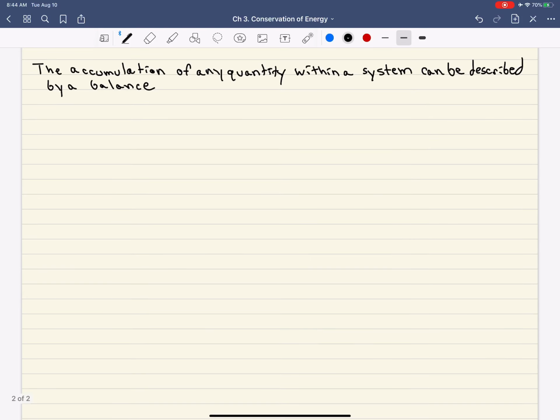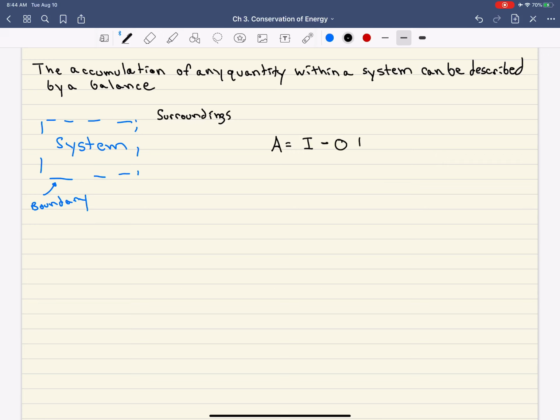And so, let's consider the scenario that I'll sketch out down here. Let's say we have some sort of system that has a boundary marked by the dashed line, and then everything outside the boundary we'll call the surroundings. And so, for a balance of any quantity for the system, we could write it as accumulation is equal to input minus output plus generation and consumption.